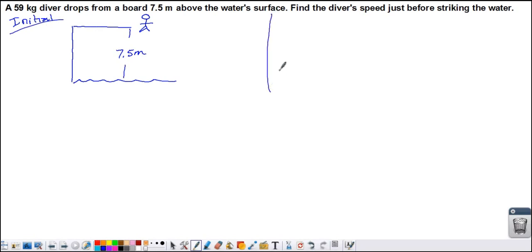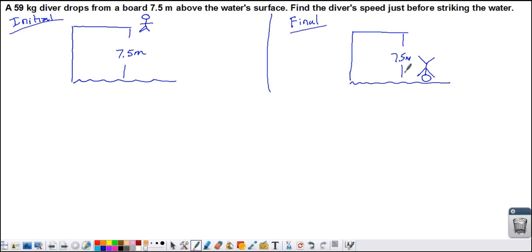And then we're going to look over here at our final condition. So here, the diving board's still there, but now the diver is just about to strike the water. So let's go ahead and look at the rest of the information we know. Well, we've got our picture for the initial and the final. Next thing we're going to do is write down our givens.